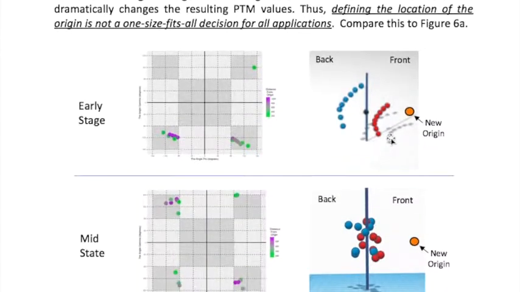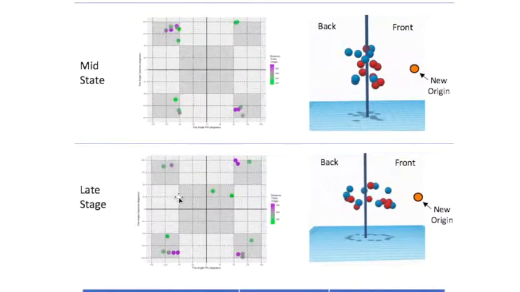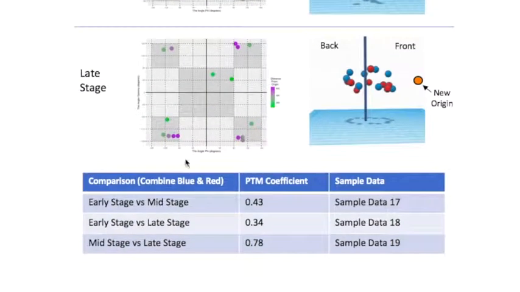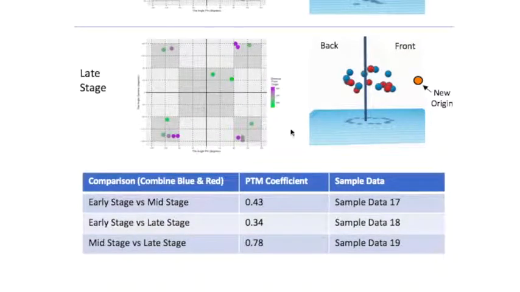So not only does moving the origin drastically change the PGP profile for each of these three stages, when we run PTM analysis of the PGP data from these three stages with each other, it drastically changes the PTM coefficient. Previously, the PTM coefficients were 0.14, 0.19, 0.18. But here, by moving the origin, we change them drastically.